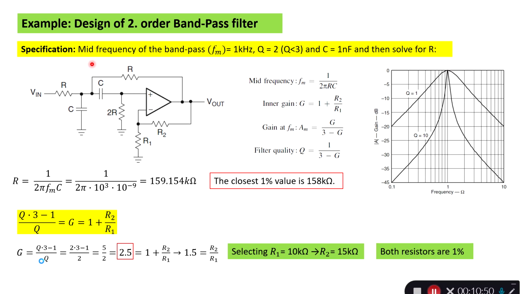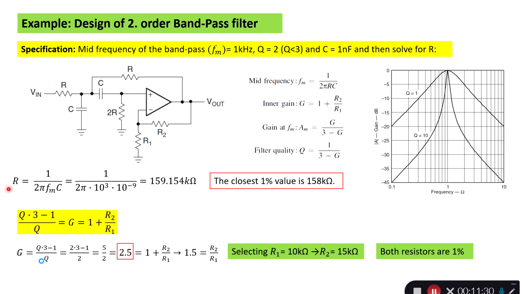We have a mid-frequency bandpass filter that has an FM, a mid frequency, of 1 kilohertz. So here we should have 1 kilohertz, and it should have a Q of 2, so it is a bit more tight than Q of 1. And we select a capacitor of 1 nanofarad. It's a good stable value. So 1 nanofarad here, 1 nanofarad here. So we have to solve for the resistor and R1 and R2.